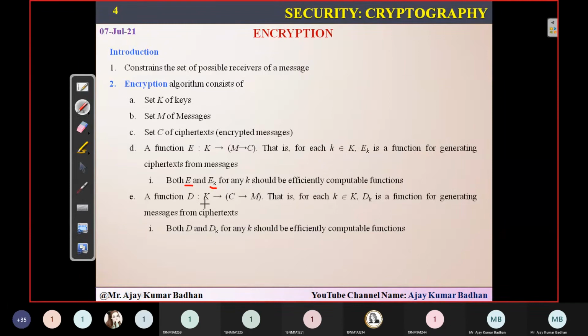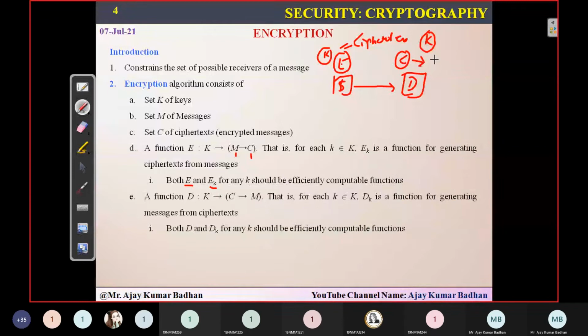Next is decryption. The decryption process is the same; only these two variables change, vice versa. When the source person sends the data, he encrypts it and sends it, so it becomes a ciphertext. That ciphertext reaches the destination, but the destination cannot read it. So using the same key which was used to encrypt it, they have to convert the ciphertext into normal text, that is M, and then the destination will be able to read the message.